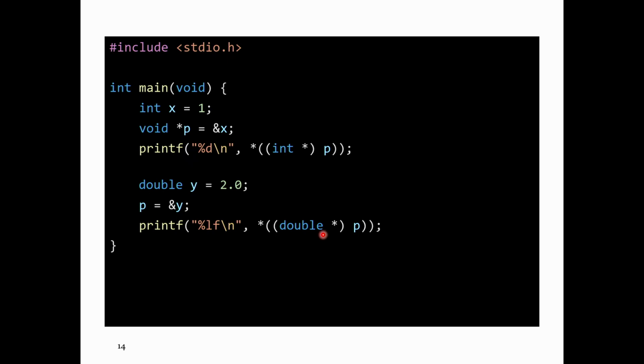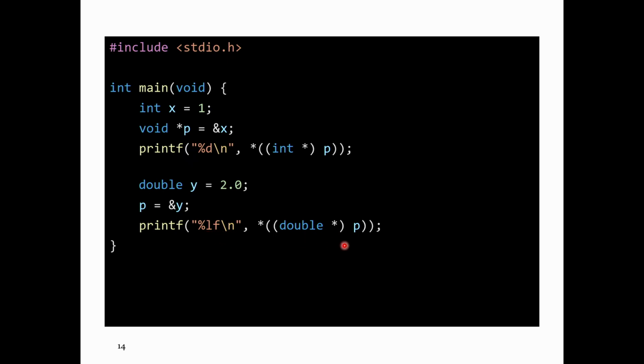Oh, LF. So this is the conversion operator for a double. Star something is a double value, the double value 2.0. F is the conversion operator for float. So for floating point types, if it's a double, you have to tell printf that it's a long float, which is a double. So that's what the L is doing here.